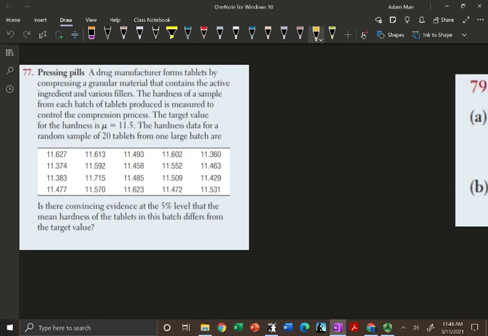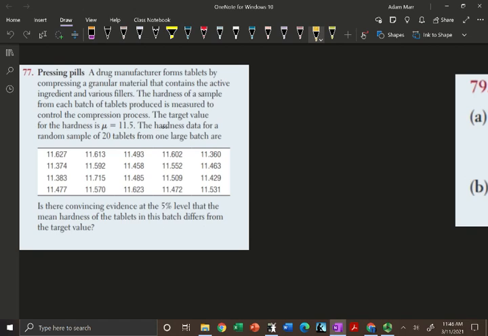A drug manufacturer forms tablets by compressing a granular material that contains the active ingredient and various fillers. The hardness of a sample from each batch of tablets produced is measured to control the compression process. The target value for the hardness is mu equals 11.5. The hardness data for a random sample of 20 tablets from one large batch are listed there. Is there convincing evidence, at the 5% significance level, that the mean hardness of the tablets in this batch differs from the target value?